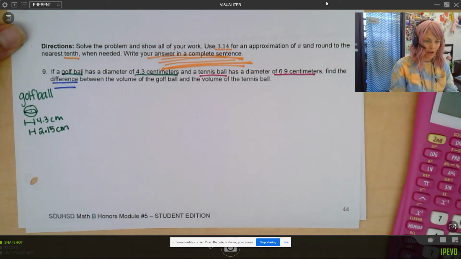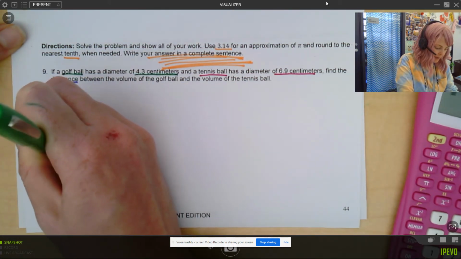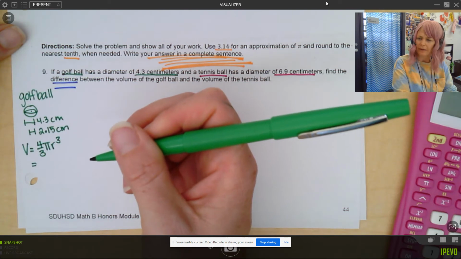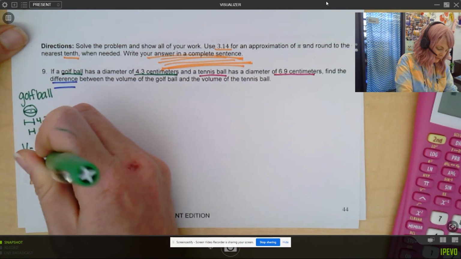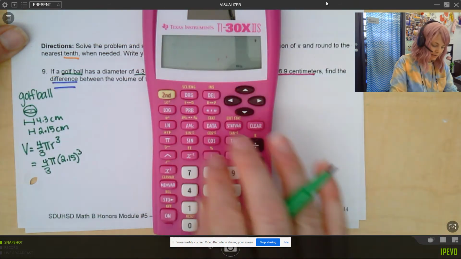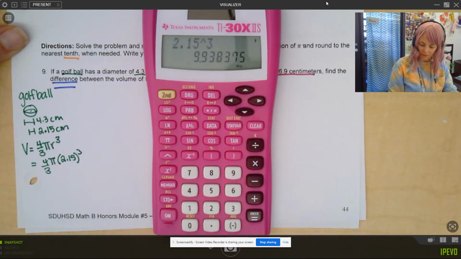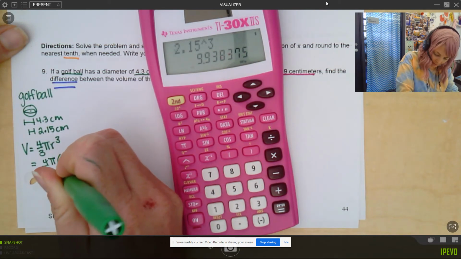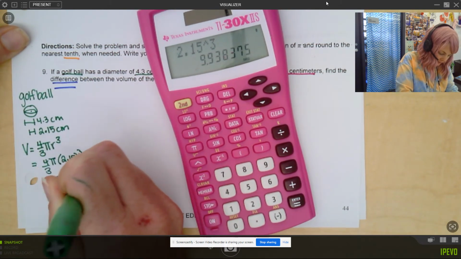So from there, we can go into our formula. Volume of a sphere is 4/3 pi r cubed. A golf ball is a sphere. If you didn't know, you could always Google it, I guess. What shape is a golf ball? From here, 4/3 pi times your radius being cubed, 2.15 cubed. Grab your calculator and do 2.15 raised to the third, and you get this beautiful decimal. So you know you're going to have 4 times this decimal, 9.938375 pi divided by 3.